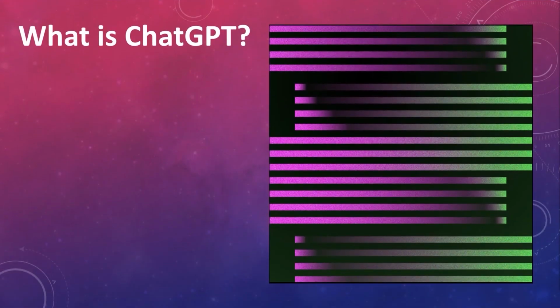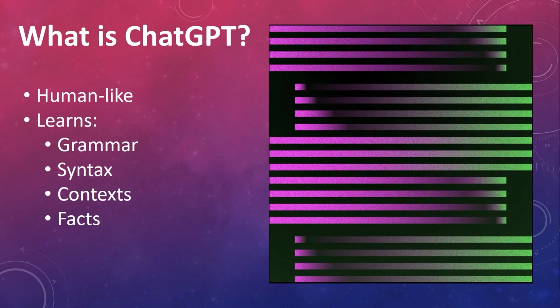So what is ChatGPT? ChatGPT is a language model built on the GPT architecture, which is designed to generate human-like text based on the input it receives. It is pre-trained on a large corpus of text data to learn grammar, syntax, context, and facts about the world, making it capable of understanding and responding to human language effectively.